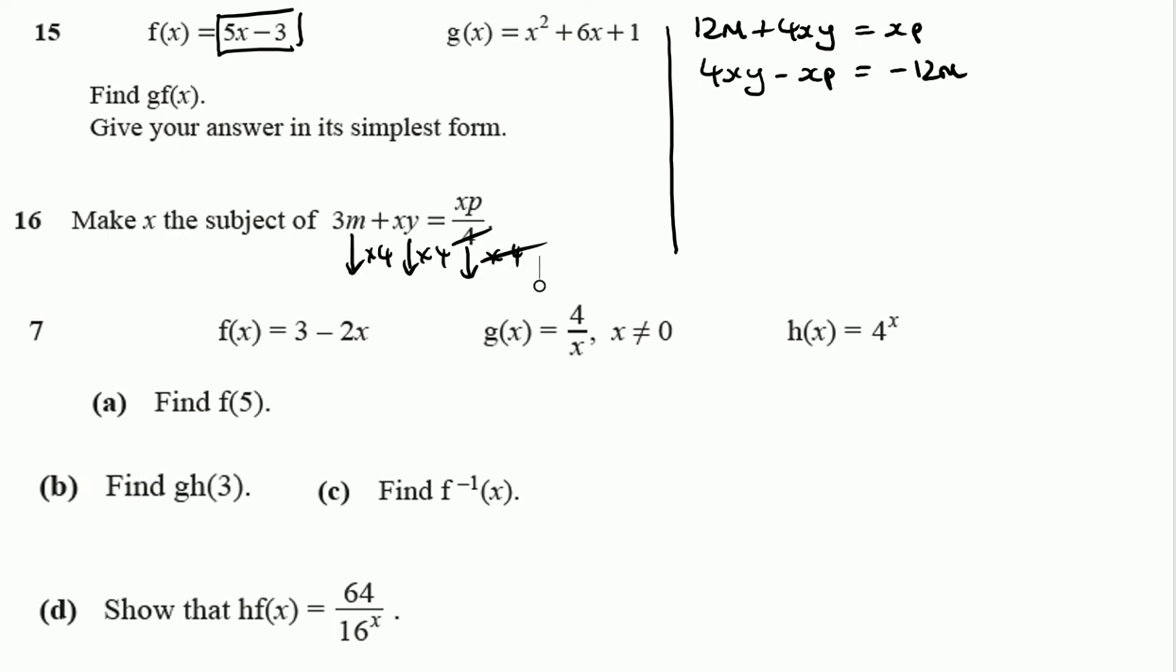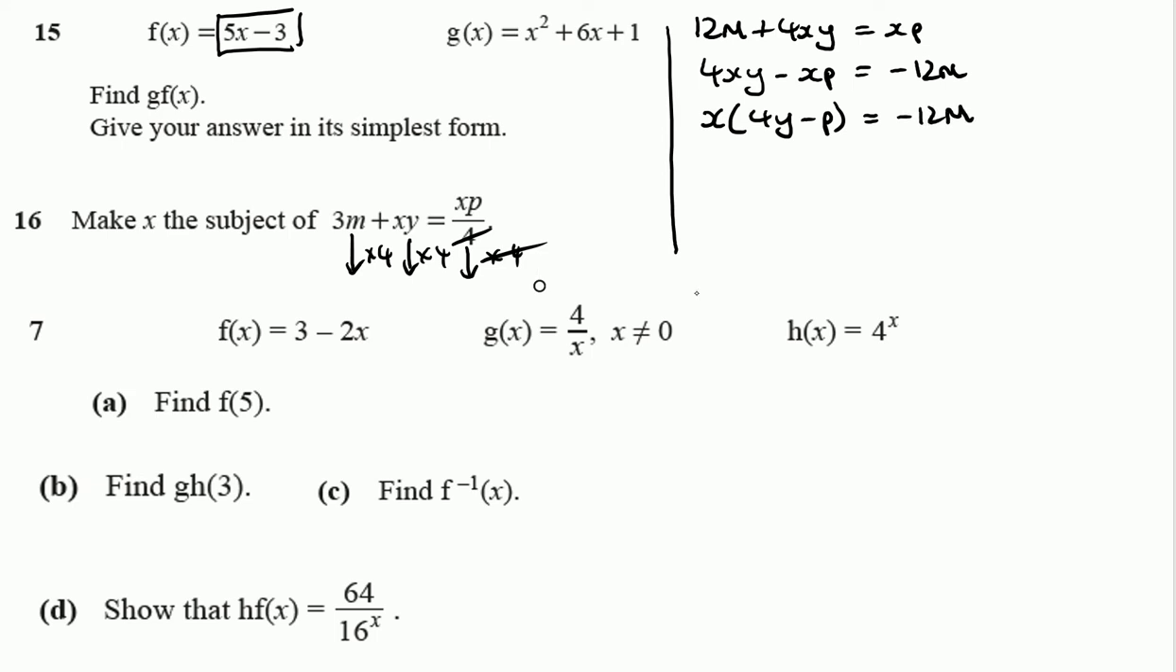Now if this was an equation, I would be looking at something like 10x minus 2x, and I could collect those terms together to say 8x. But because these terms involve y's and p's, I can't do that. I'll do the next best thing, which is to factorize out the x, which leaves 4y minus p, and that's going to be equal to minus 12m.